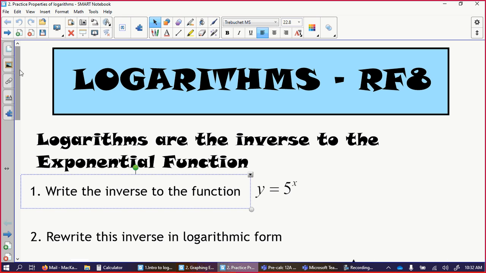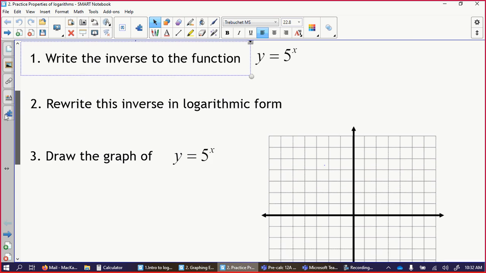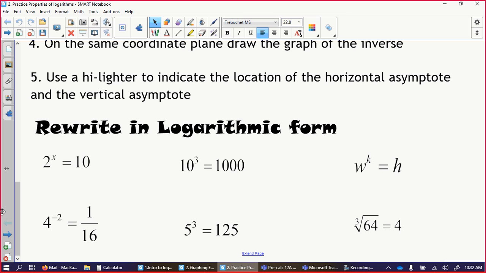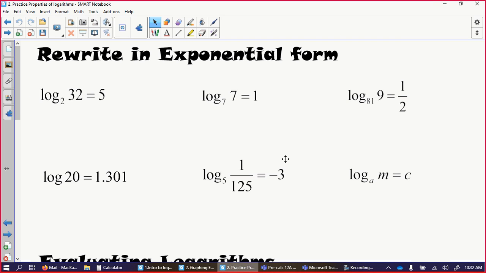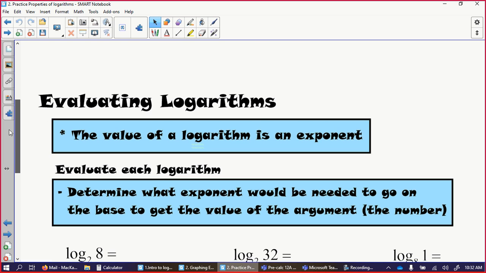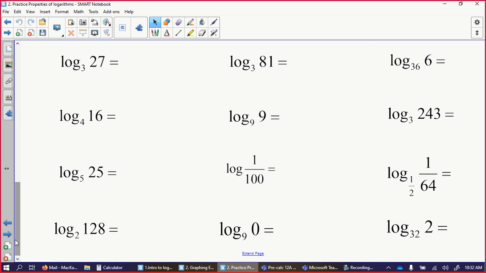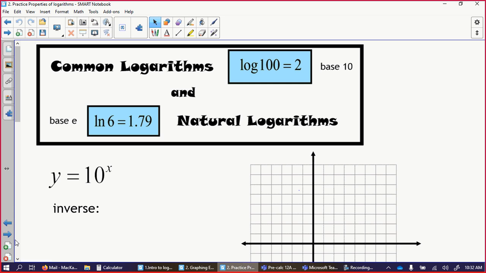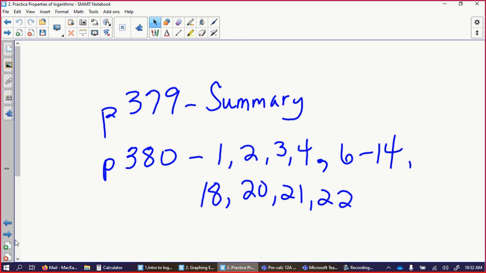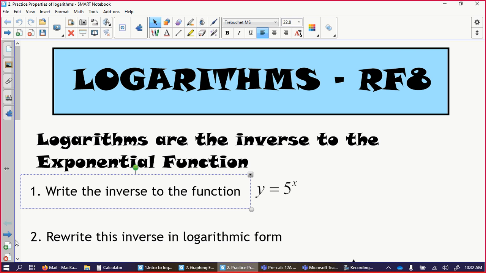I'll post some of this. Rewrite in logarithmic form. Rewrite in exponential form. You can try those, because these are things that we need to be able to do, and then we'll look at some more of that sort of stuff.